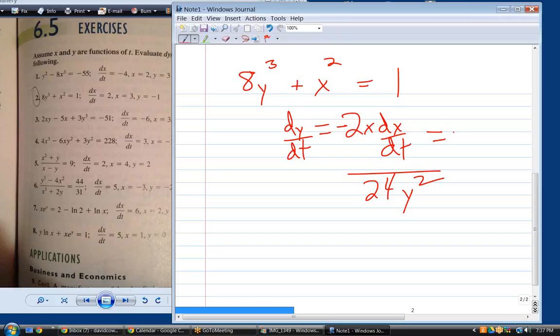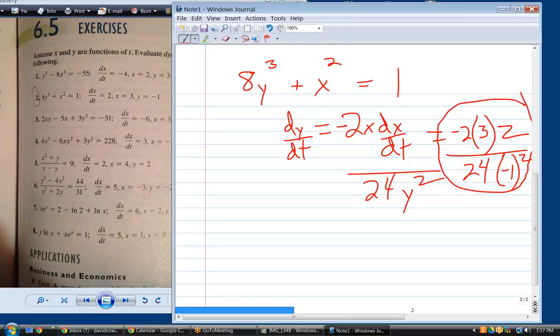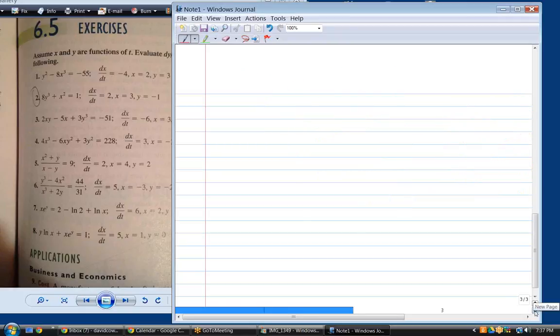And now substitute. And then it would be 2 times 3 times, let's see, 2 over 24, and then y is -1 squared. All right. I'm going to assume that when we get to this step, you know how to go from there. We can cover harder materials if we don't spend our time doing the simple arithmetic.